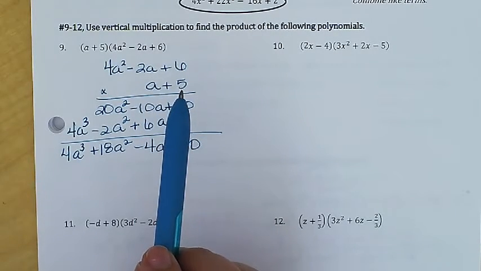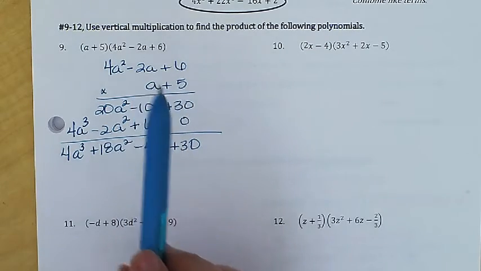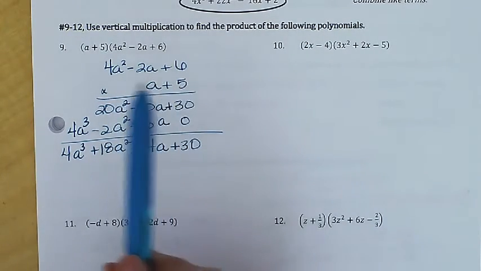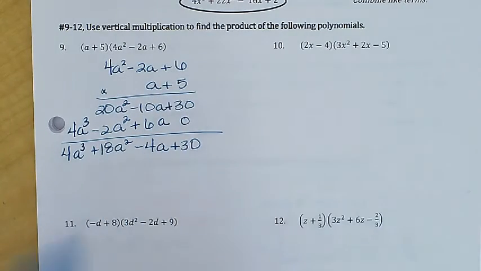Okay, so vertical method, they're all just different ways of organizing the same concept, that every term in one of your parentheses or polynomials has to have the opportunity to be multiplied by everything in the other one. So you give 5 the opportunity to do everything, and then once it's done, you go back and you do it with the a, and then combine like terms if necessary.